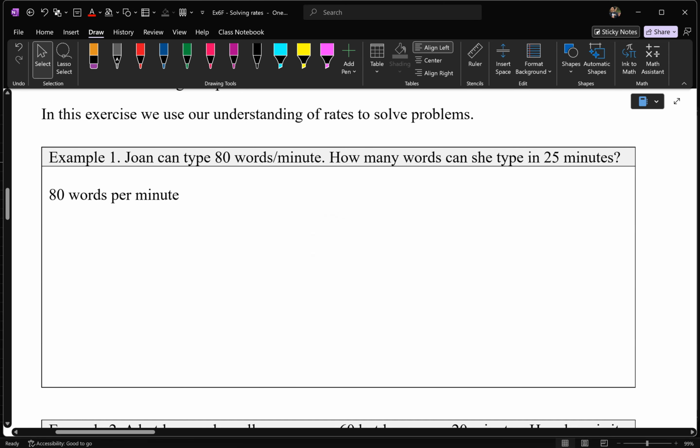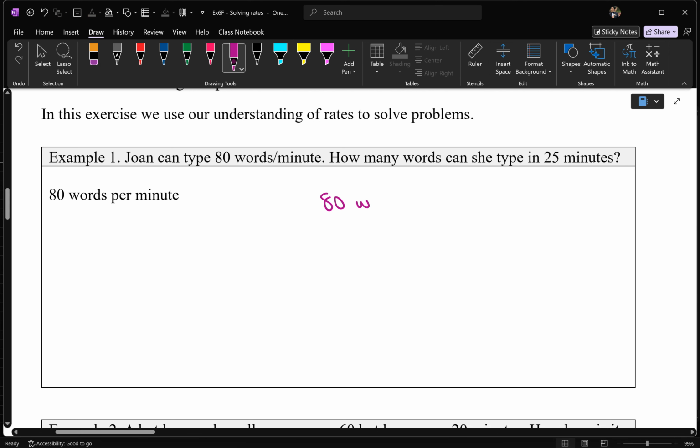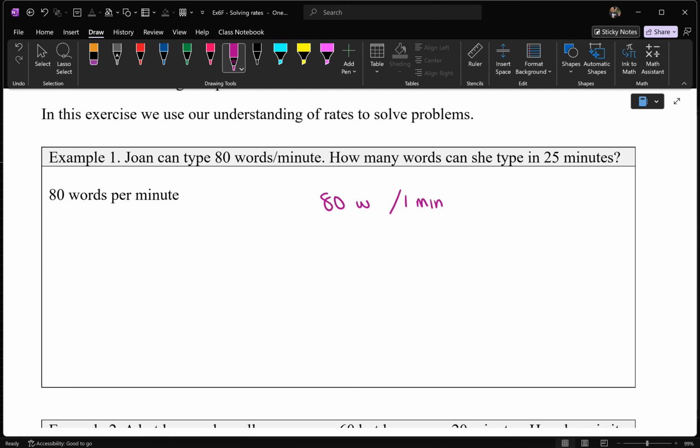So example one's an easy one to start off with. Joanne can type 80 words per minute. So every minute, Joanne can type 80 words. So the question is, how many words can she type in 25 minutes? So the nice thing is that when you write it out, it's 80 words per minute, right? So per 1 minute. But then they're asking, well, what if it was 25 minutes? Okay, how many words would there be?